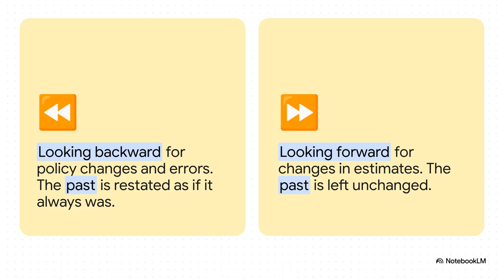Retrospective means looking backward. When a company changes a policy or fixes an error, it has to go back in time and adjust its old financial statements as if it had always been done the new way. On the flip side, prospective means looking forward. When an estimate changes, like realizing that machine will last 8 years instead of 10, you don't change the past. You just adjust the numbers for this year and all the years to come.